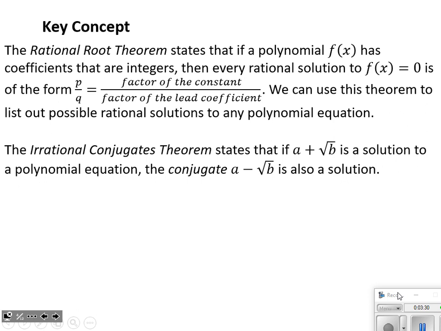All right, and then underneath the irrational conjugates theorem, again, that's just a repetition of what we talked about in our fundamental theorem of algebra. Just a reminder that if we have a plus root b being a solution, then a minus root b is also a solution. And we may see that show up at the end of the lesson.